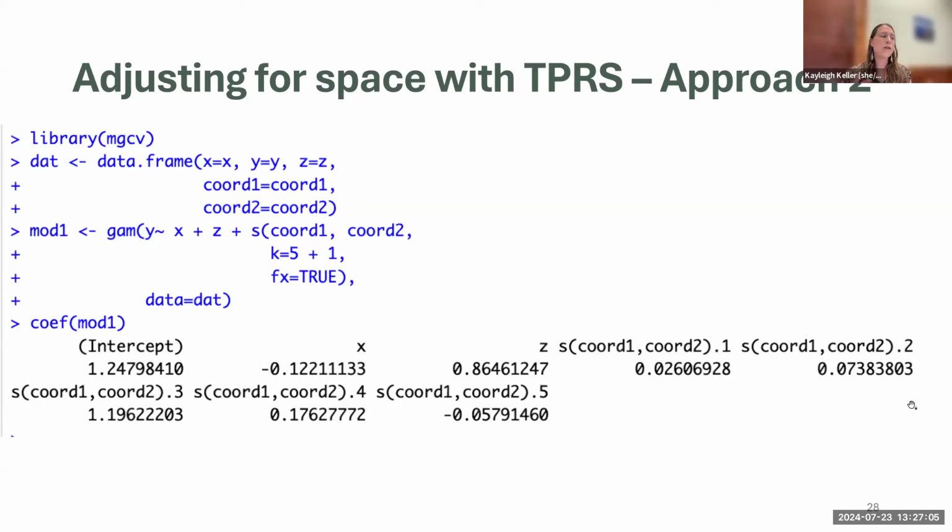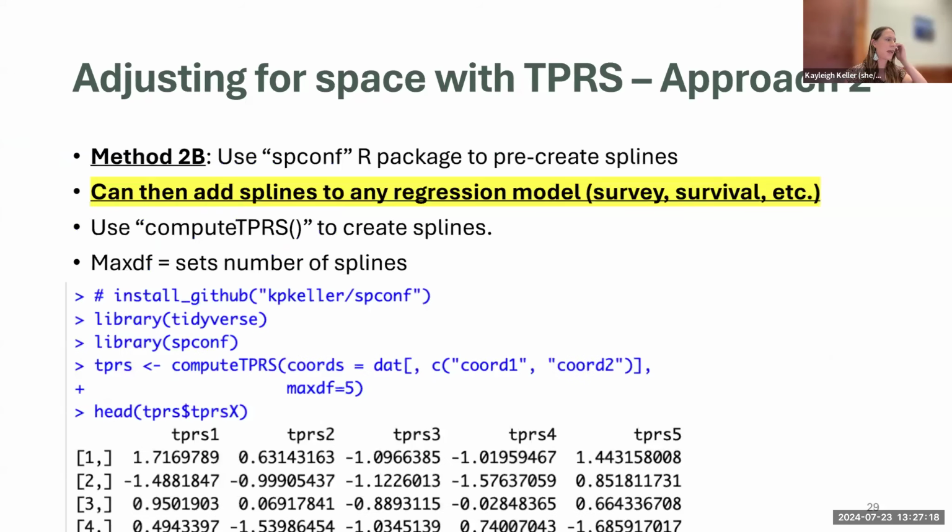So this is a really powerful approach. There are a lot of different things you can do through this smoothing function within mgcv, but I think this is almost too powerful for a lot of cases. There are a lot of ways you can accidentally mess yourself up and trip yourself up using the mgcv package. So instead, what I've put together with some of my colleagues and people I've worked with over the last several years is a package, spconf, which will allow you to pre-create the splines, and then you can just treat them like a regular variable.